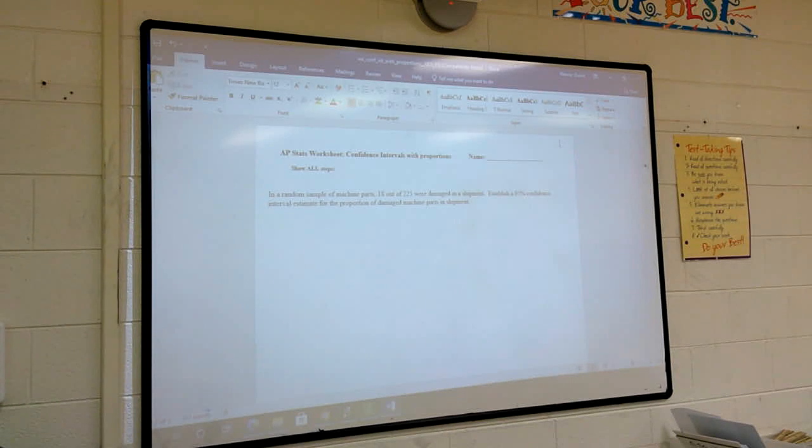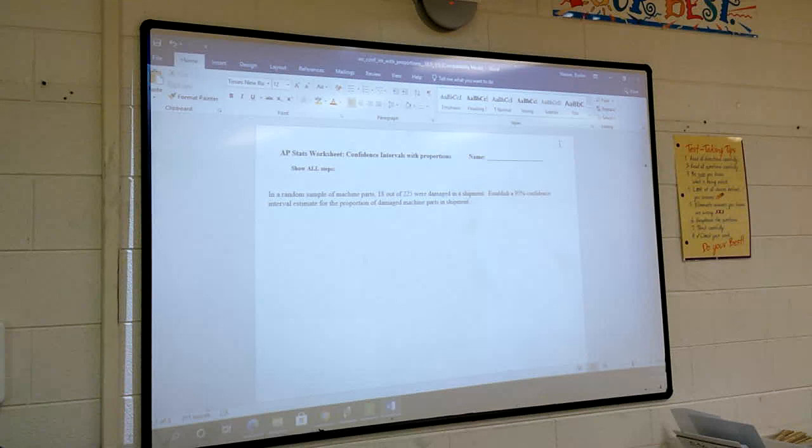It says, in a random sample of machine parts, 18 out of 225 were damaged in a shipment. Establish a 95% confidence interval estimate for the proportion of damaged machine parts in the shipment. So the first thing is P that we talked about. P is the proportion, the true proportion is what we're looking for. We're looking for the true proportion of damaged machine parts in a shipment.